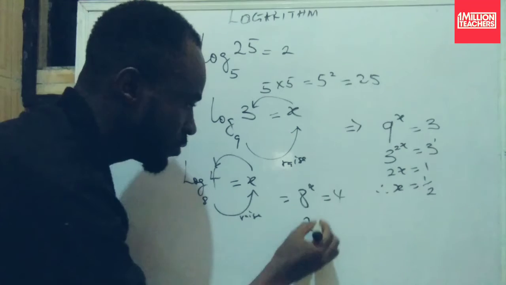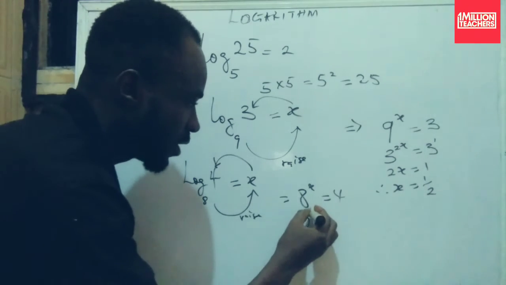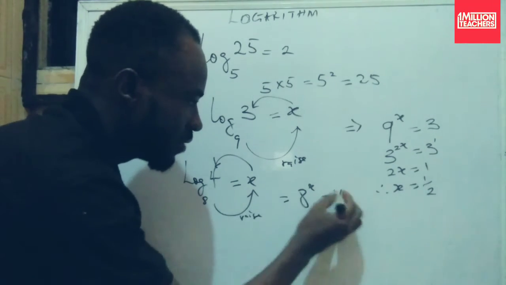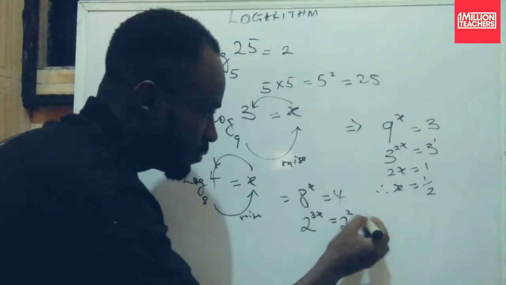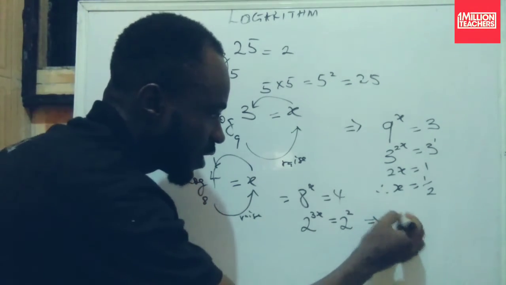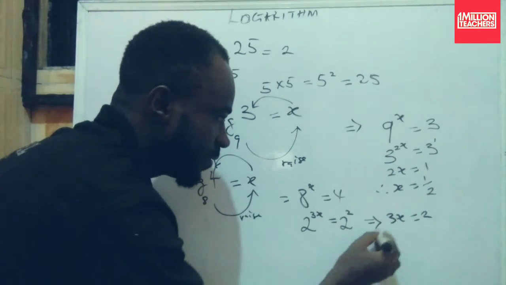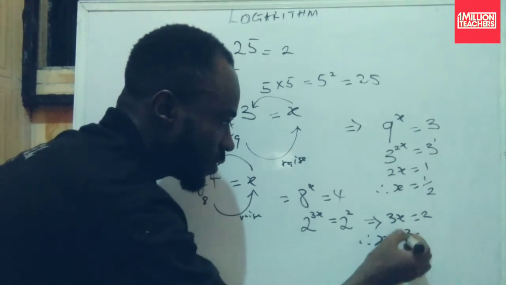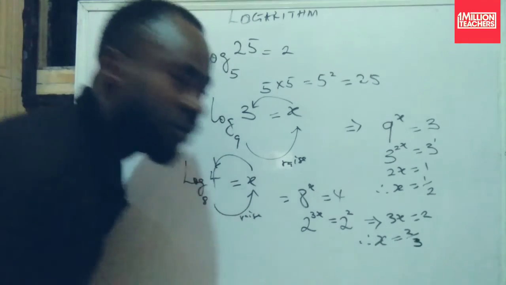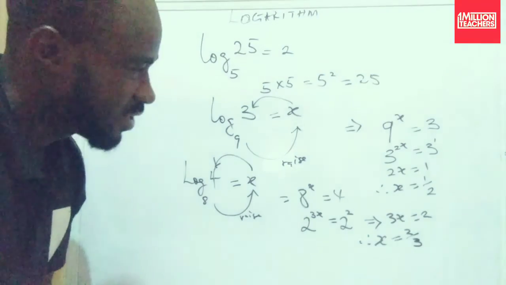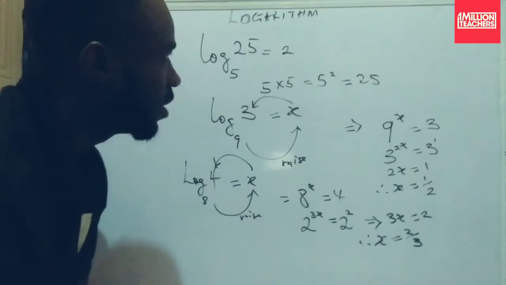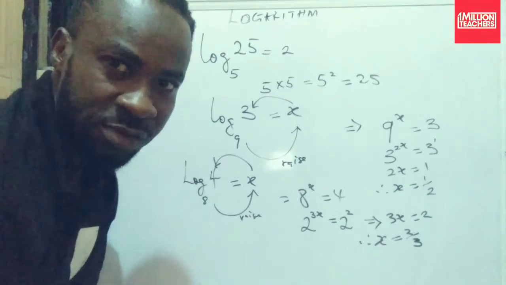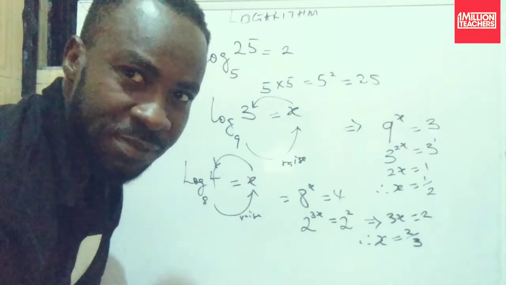We can write 8 as 2 raised to the power of 3, and then 4 as 2 raised to the power of 2. So by comparison, this means that 3x is equal to 2, and therefore your x is equal to 2 over 3. So this is just the conventional way on how to solve any problem on logarithm, no matter how it comes.